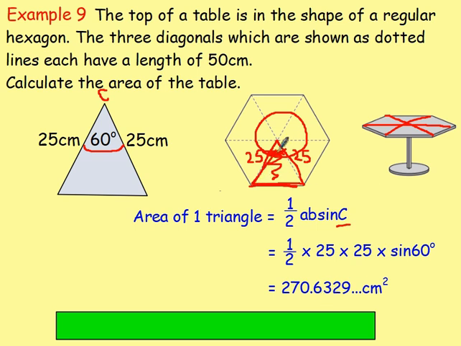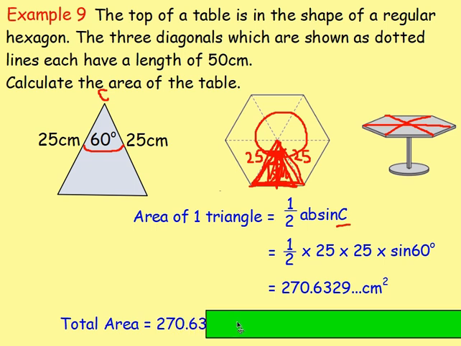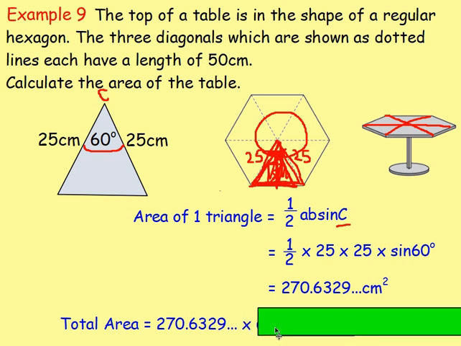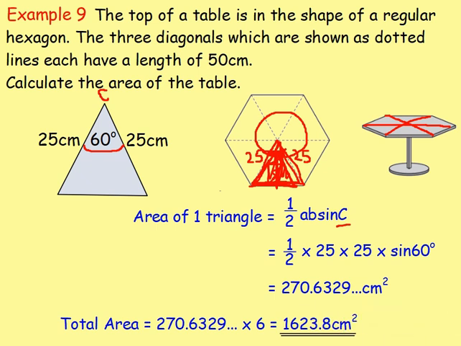What we've done is we've worked out the area of one of these triangles then. Jamie, what do we do next if we know the area of one of the triangles? Well, because there's 6 triangles, could you just times it by 6? Because those 6 triangles make up the hexagon. Yeah, you're perfectly right. So the total area will be the 270.6329 and so on, again, on the calculator, multiplied by 6. Well done, Jamie. And if you type that into the calculator, you get 1,623.8. That's just one decimal place, squared centimetres. So that will be the area of the tabletop.